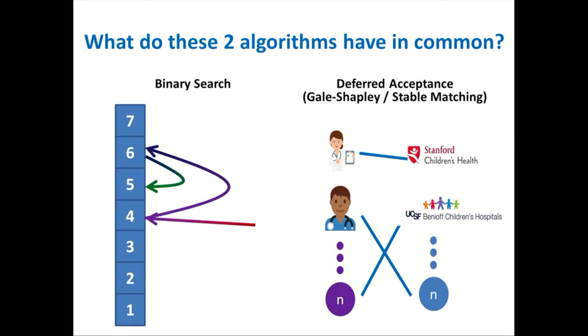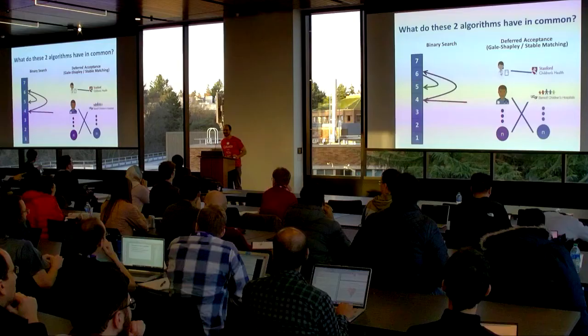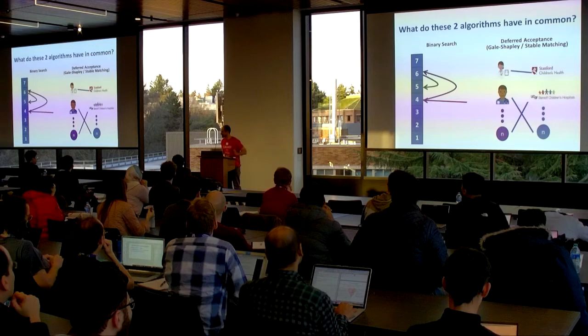Everyone in this room knows the binary search algorithm. Hopefully, everyone in this room also knows the deferred acceptance algorithm, sometimes also called the Gale-Shapley or the stable matching or stable marriage algorithm. And I think no one in this room has ever thought of what these two algorithms have in common. Does anyone have a guess? Okay, so I'll let you keep thinking about this for a few more slides.